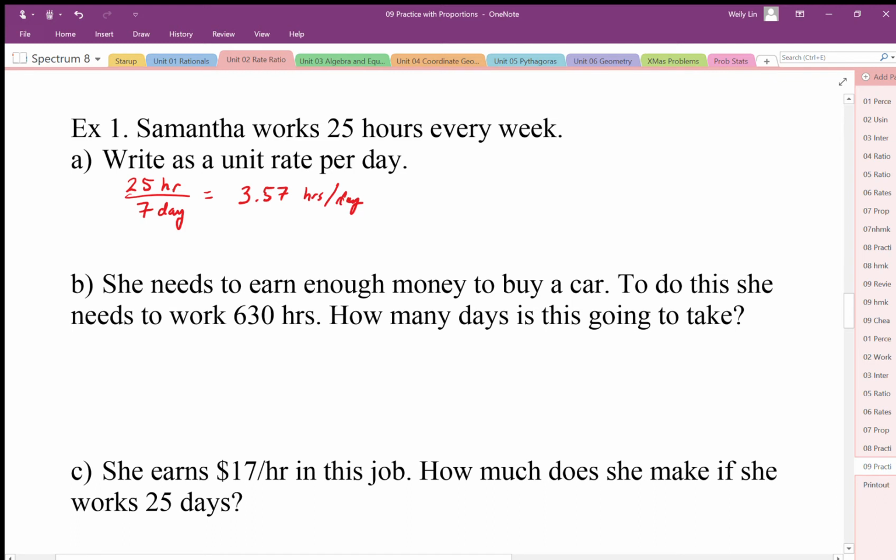So she needs to earn enough money to buy a car. To do this, she needs to work 630 hours. So how many days will this take? Well, I'm going to use my multiplication strategy here, or my unit analysis. So I'm going to start with 630 hours, and I'm going to use my unit rate. I want to convert this to days.